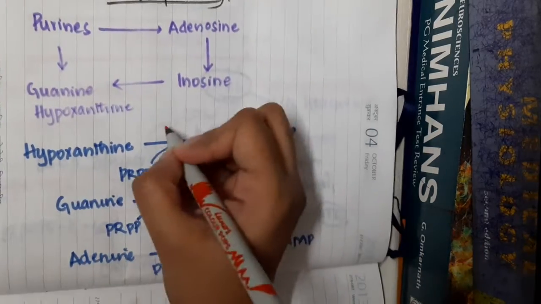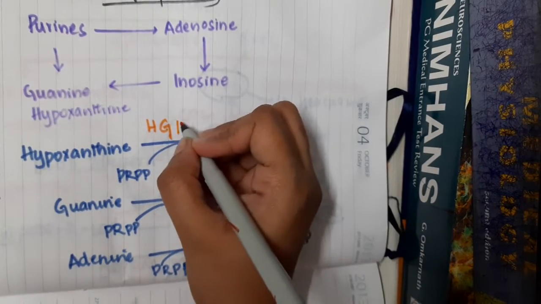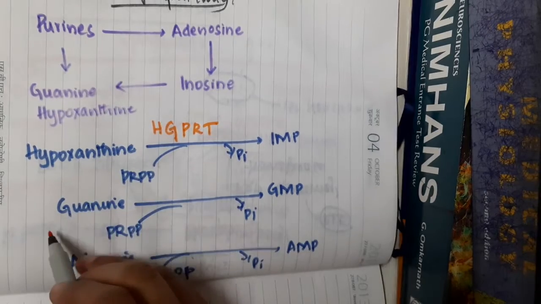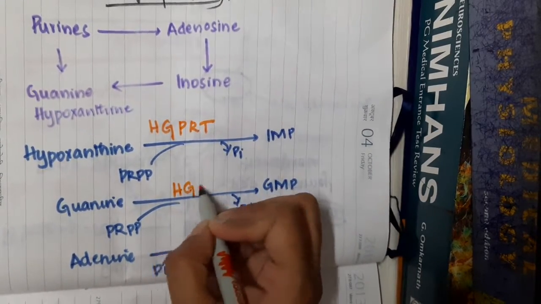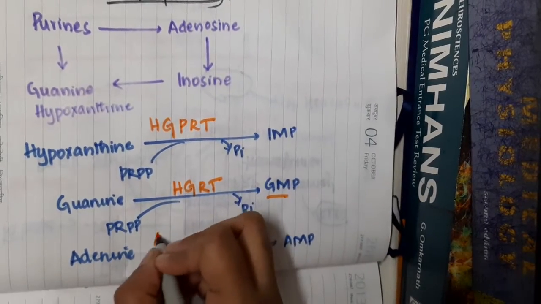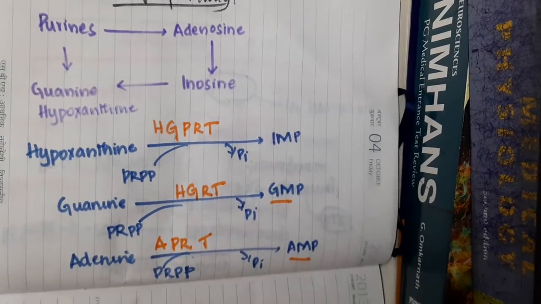So hypoxanthine, in the presence of hypoxanthine guanine phosphoribosyl transferase, results in IMP, whereas guanine, again with hypoxanthine guanine phosphoribosyl transferase, forms GMP. Adenine, in the presence of adenine phosphoribosyl transferase, forms AMP.